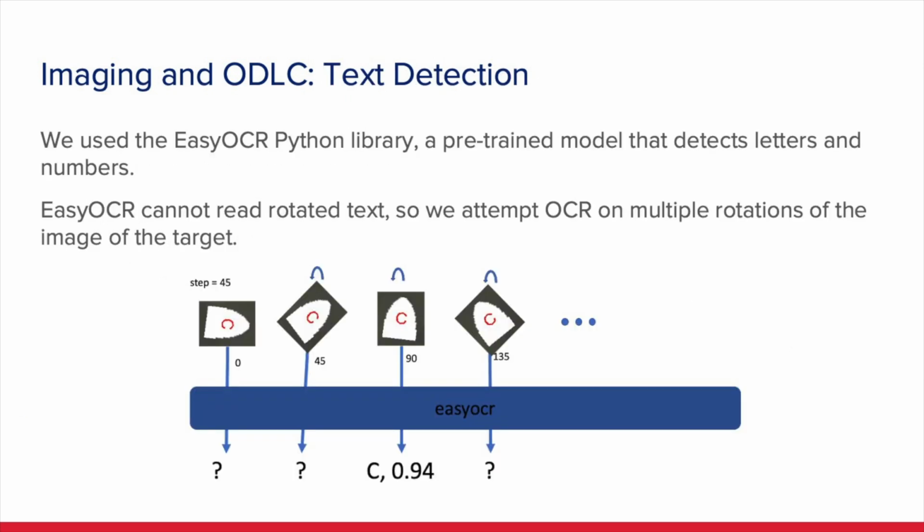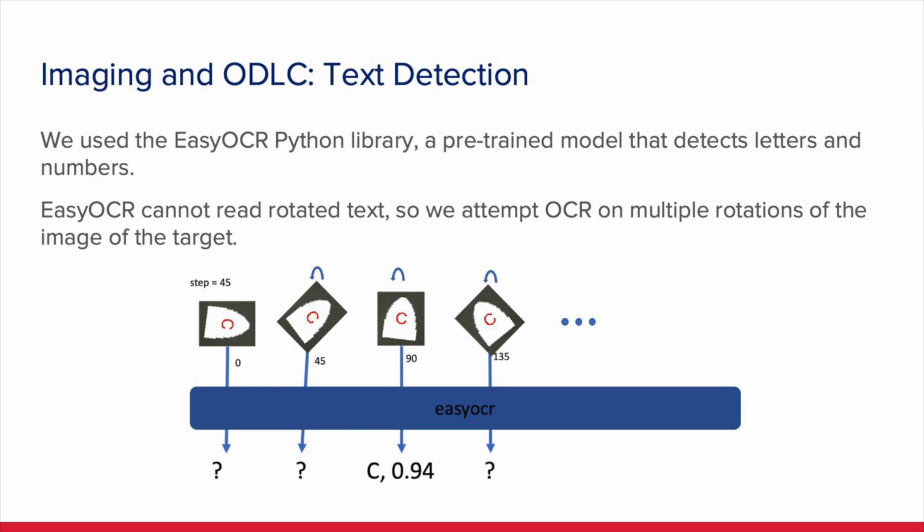The final phase will be text detection, and here we use the EasyOCR Python library. It's a pre-trained model that detects letters and numbers, but the problem is that EasyOCR cannot rotate text, so we're going to attempt OCR on multiple rotations of the image of the targets. We also have to handle the case where EasyOCR makes errors with the rotation of a letter, so it can read an M as a W or a Z as an N, or sometimes a capital P as a lowercase d.